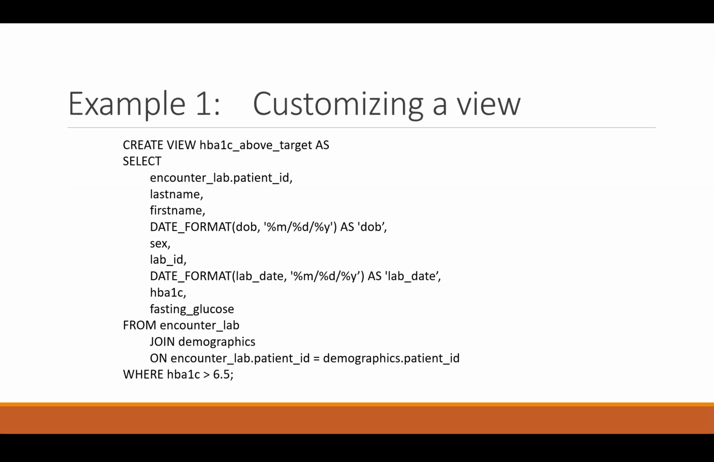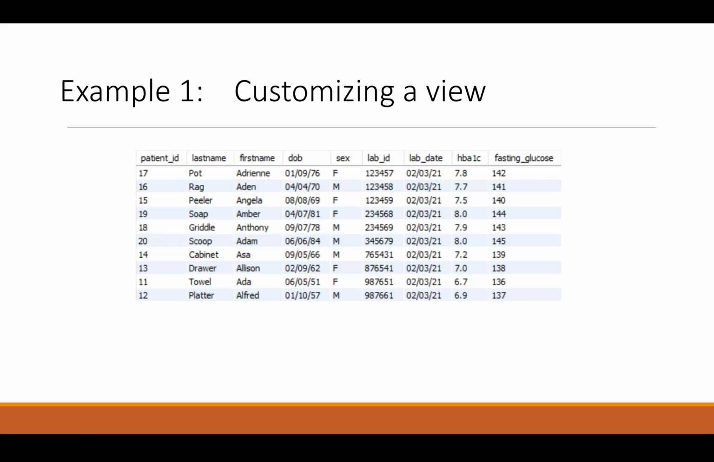So an example of customizing a view, we have the script here. It takes less than 5 minutes to write this script, and you can see here that you've basically queried the entire database, and you've pulled in the patient identifier in this column, their name, date of birth, sex, the unique lab ID, when the labs were drawn. And then you see all hemoglobin A1C results in the registry that are greater than 6.5, and that patient's fasting glucose that goes along with it.